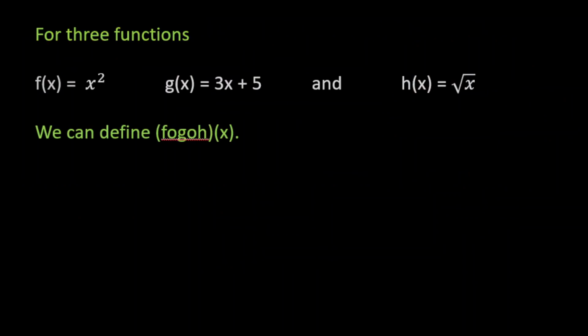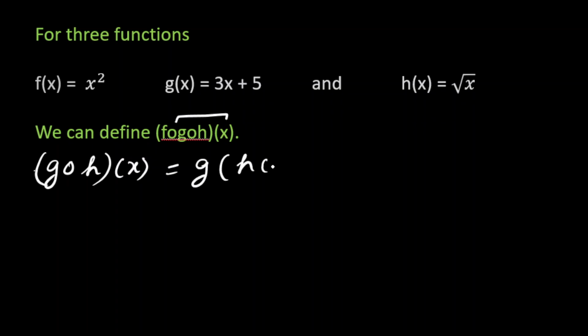Let's consider three functions now and find the composite function of these three as f of g of h of x. So this is what we have to find. f(x) = x square, g(x) = 3x plus 5, h(x) = root x. For this, first of all, we'll find g of h. g of h means we have to plug h into g. So we have to write it as g of h(x).